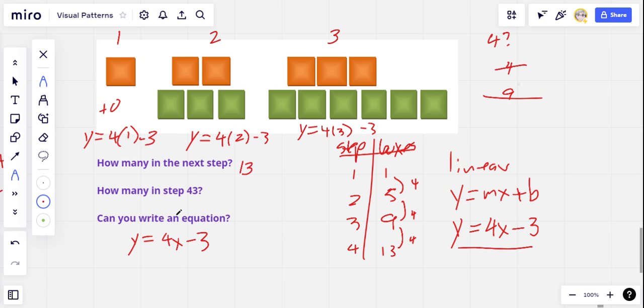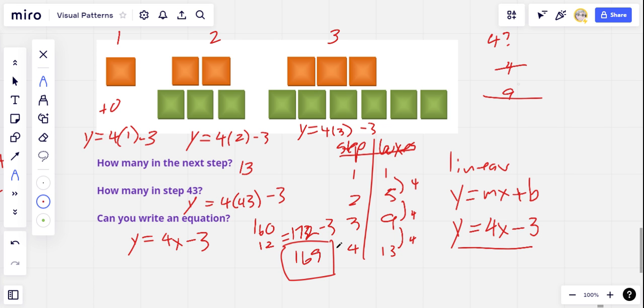Once you've got a working equation, you can find step 43 by just putting 43 in for x, the step number. So y equals 4 times 43 minus 3. Now what is 4 times 43? Well, 4 times 40 would be 160, and 4 times 3 would be 12. So that'd be 172, and then minus 3 would be 169 boxes in step 43.